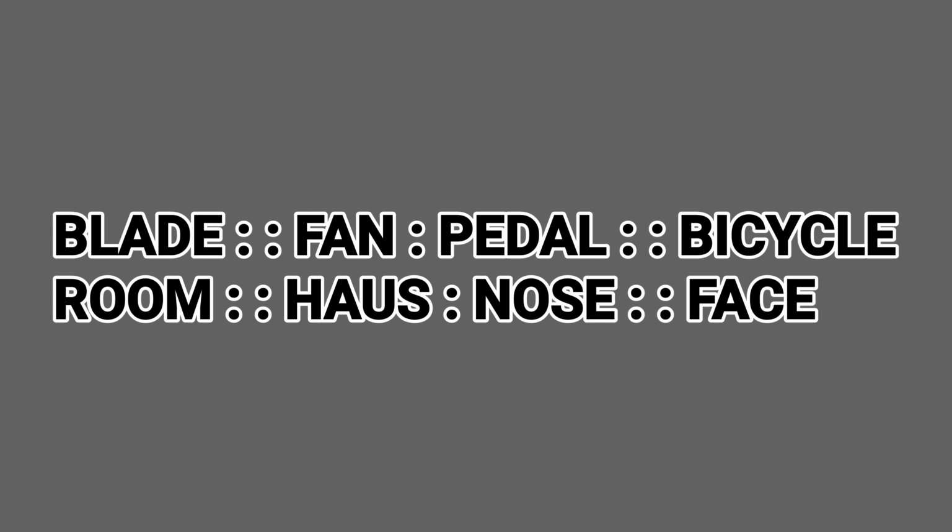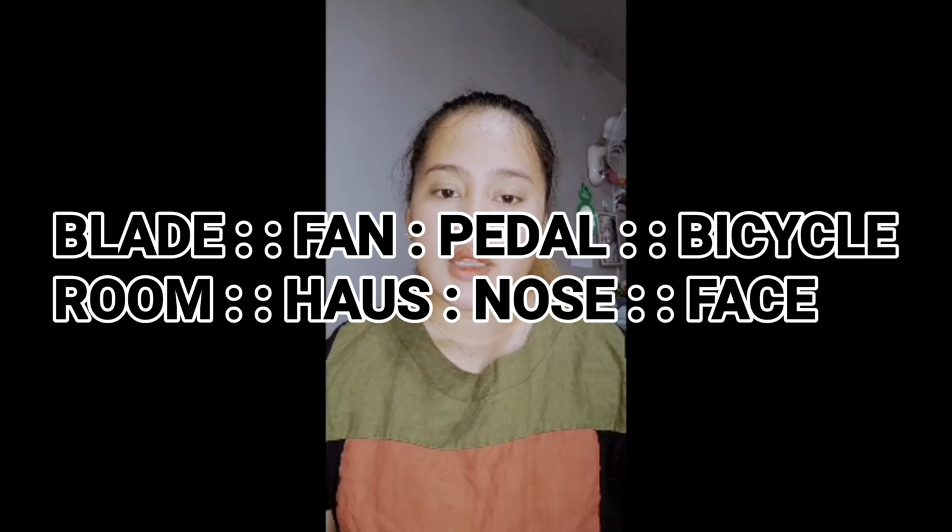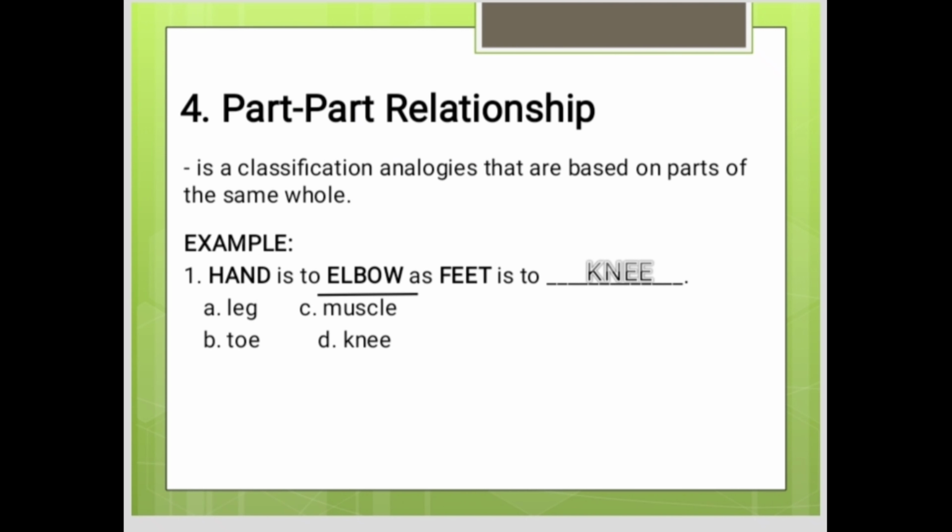Blade is to fan as pedal is to bicycle. Room is to house as nose is to face. Number 4, part-part relationship. Part-part relationship is a classification of analogies that are based on the part of the same whole. Example, hand is to elbow, as feet is to what?